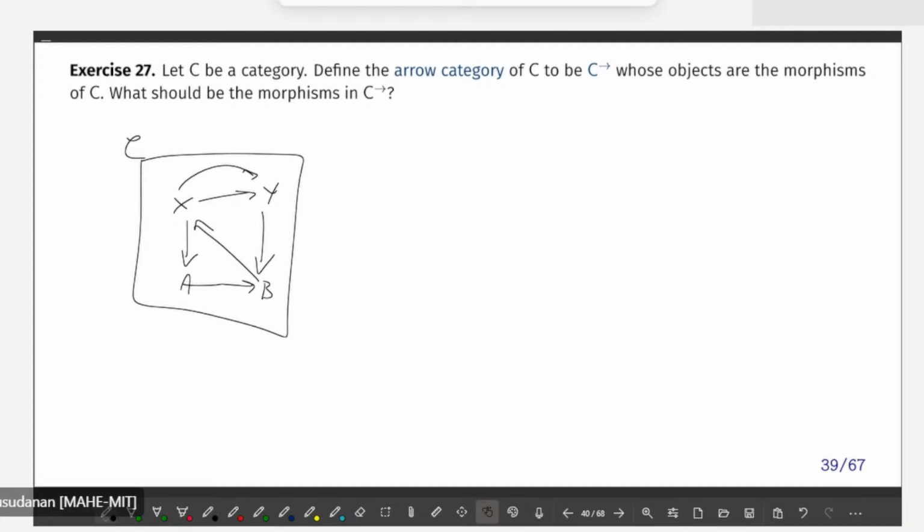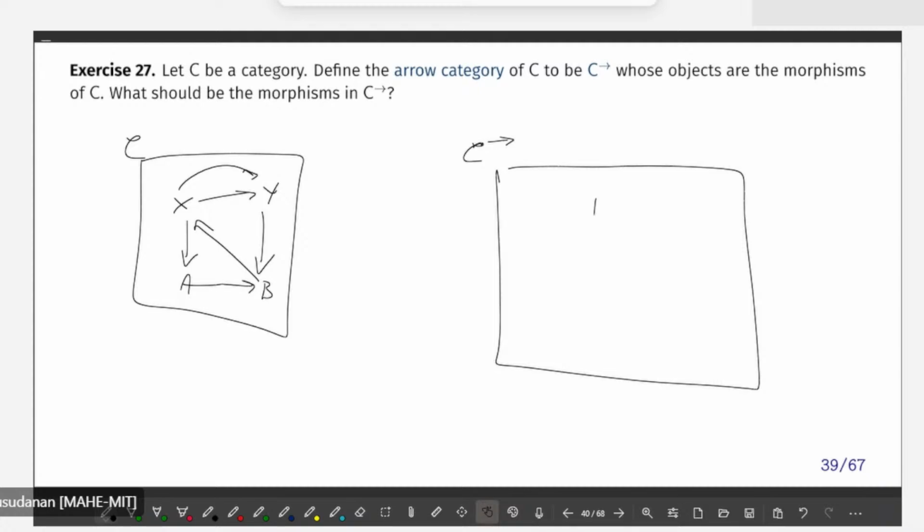I want to define a new category in which the objects are morphisms of C without any condition. Any morphism you take, that becomes an object here. So this particular morphism is an object. If I take, say, this particular morphism, that is also an object. Now I want to define a morphism from this object to this object. What should I do? How can I connect them?